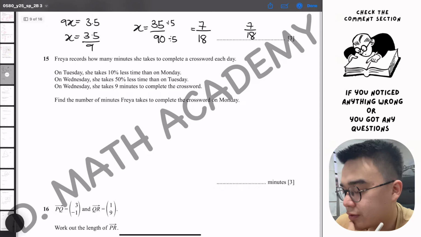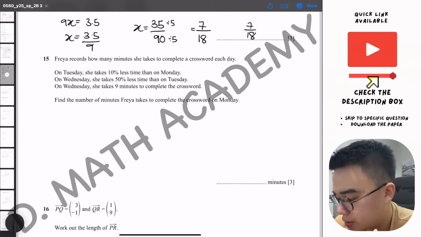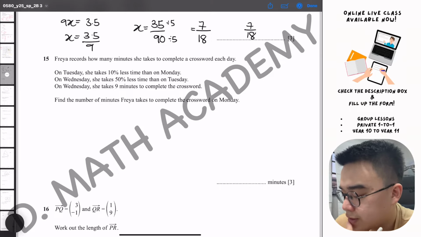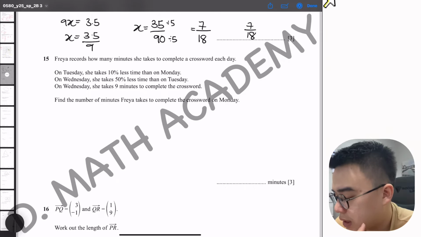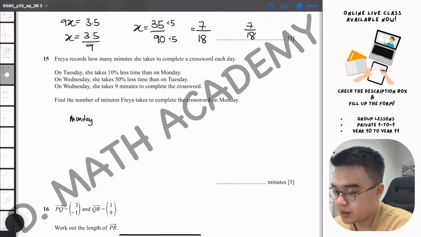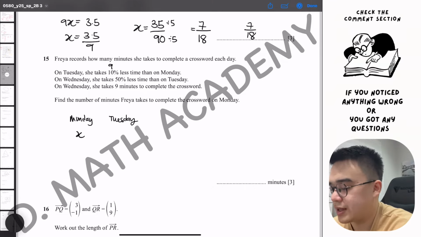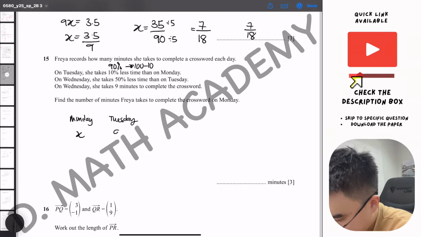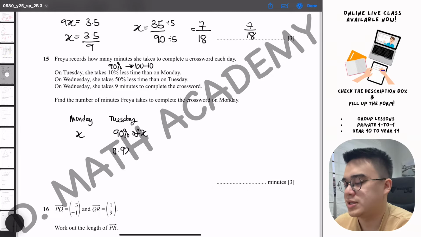So question 15, Freya records how many minutes she takes to complete the crossword each day. Okay, Tuesday takes 10% less than Monday. On Wednesday, it takes 15% less time than Tuesday. Wednesday is 9 minutes. So I set my Monday as the unknown first. On Tuesday, it was 10% less time. 10% means 90%. Okay, because of 100 minus 10. 90% of x, making it 0.9x.